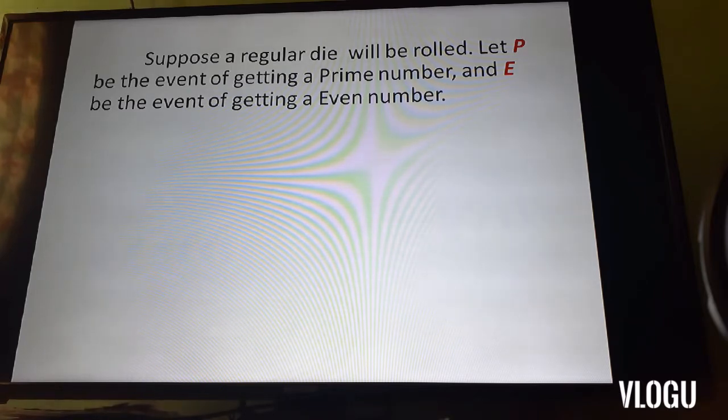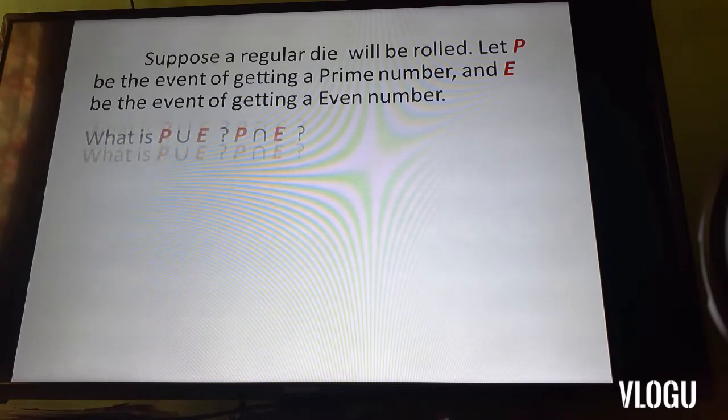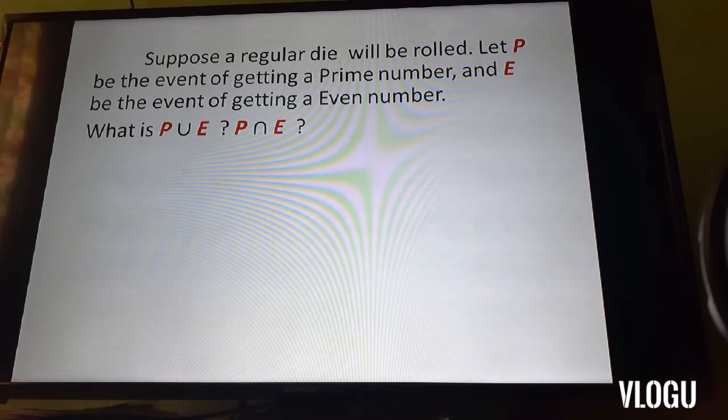We are still on compound probability. Now let me give you another example. Suppose a regular die will be rolled. Let P be the event of getting a prime number and E be the event of getting an even number. Our problem is to find the union of event P and event E, or the prime numbers union the even numbers. And we also have to find the intersection of P and E.